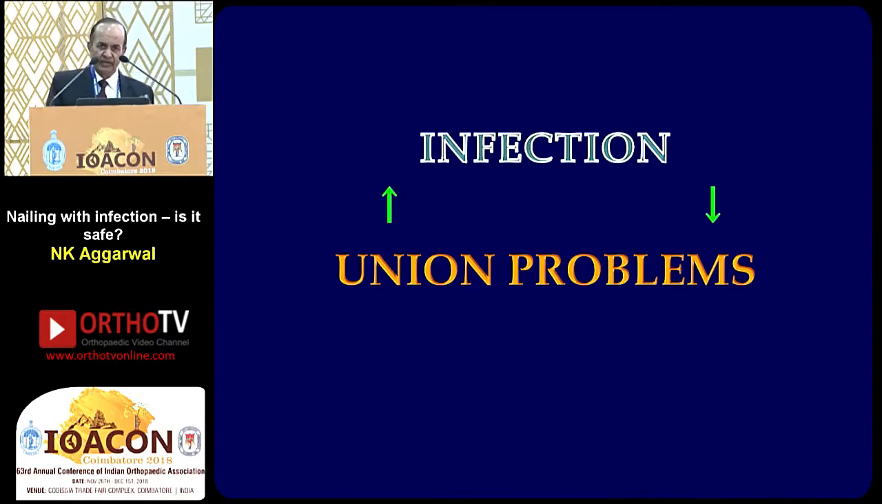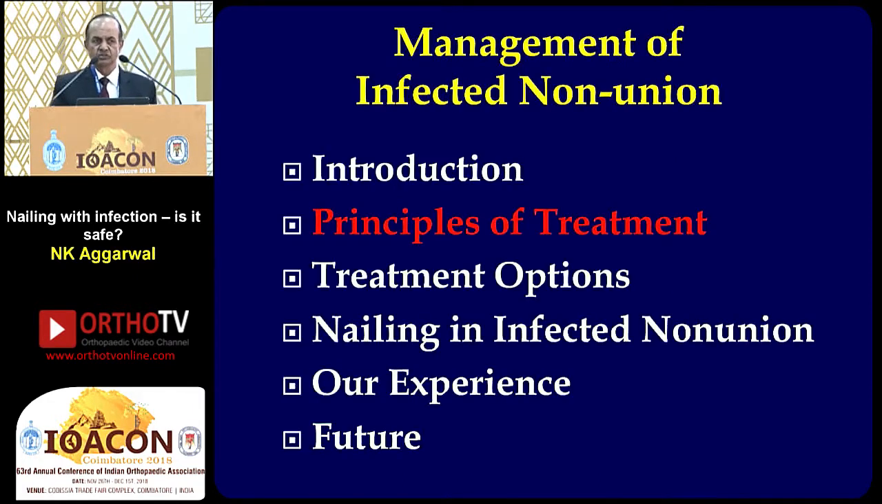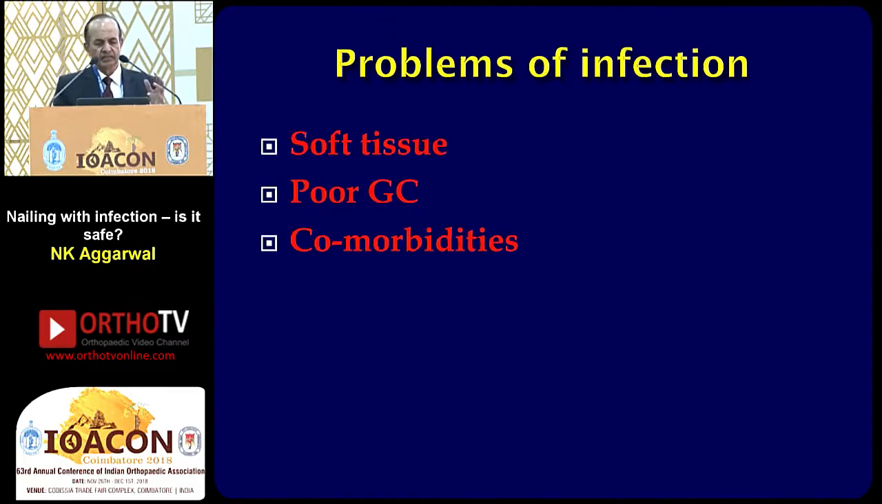When it is an infected non-union, the union and infection propagate each other. If there is infection, it will not let it unite. And if the fracture does not unite, it will not let the infection heal. So it's quite a vicious circle, and we need to break that, and it's a big challenge for orthopedic surgeons. What are the principles of treatment for infected non-union?